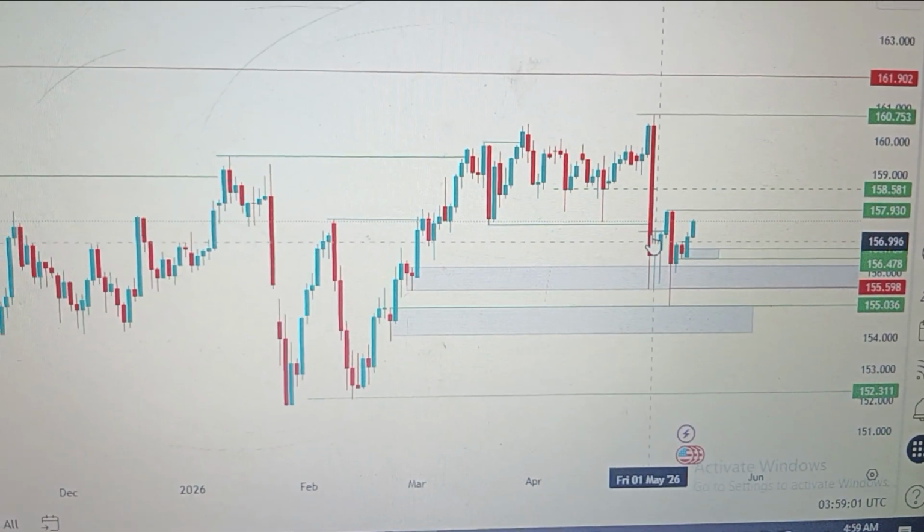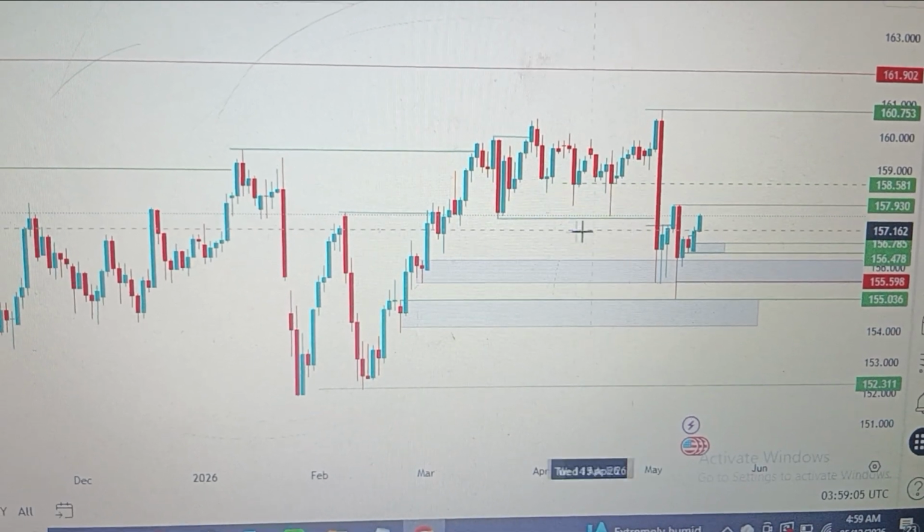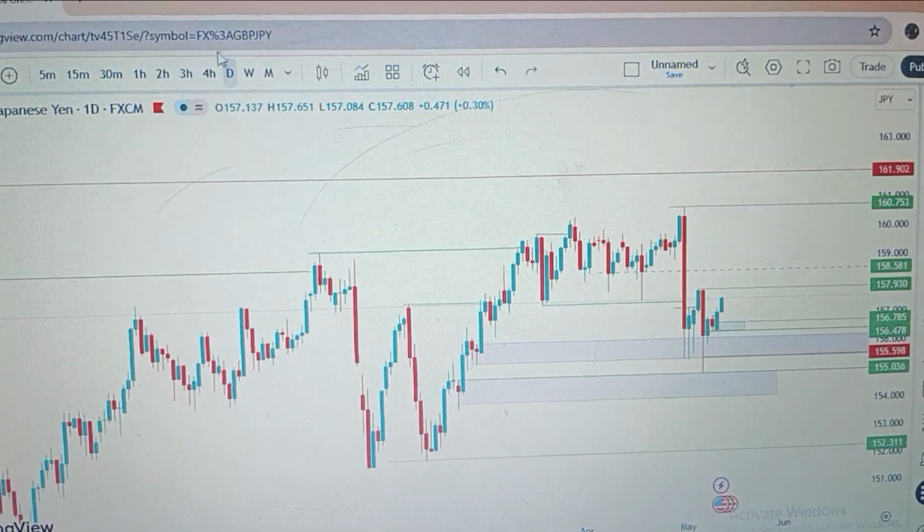So let me quickly share with you as we scale down, keeping the analysis. I'll still share with you why I lost the trade here. So let's go to the 4-hour.